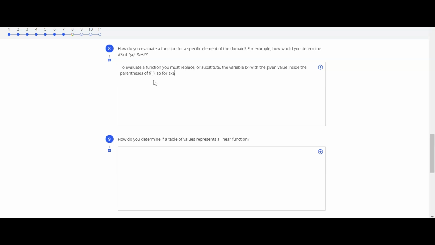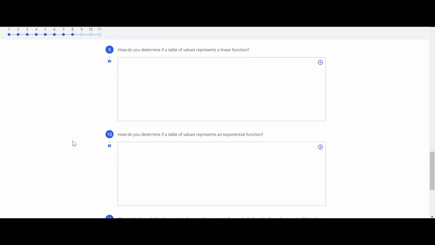So for example, the one they gave me, f(3) equals 3x + 2, and instead of x, I'm plugging in 3. Well, 3 times 3 is 9. 9 plus 2 is 11. Okay, so you're basically replacing x with a value.